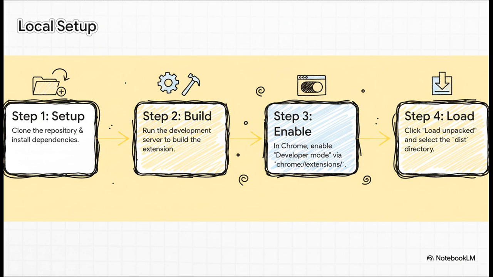You just clone the project, run a couple of quick commands in your terminal to install everything and build it, and then you just load it into Chrome. You head over to your extensions page, flick on developer mode, and tell it to load the build folder. That's literally it. You can go from 0 to having it running locally in under a minute.